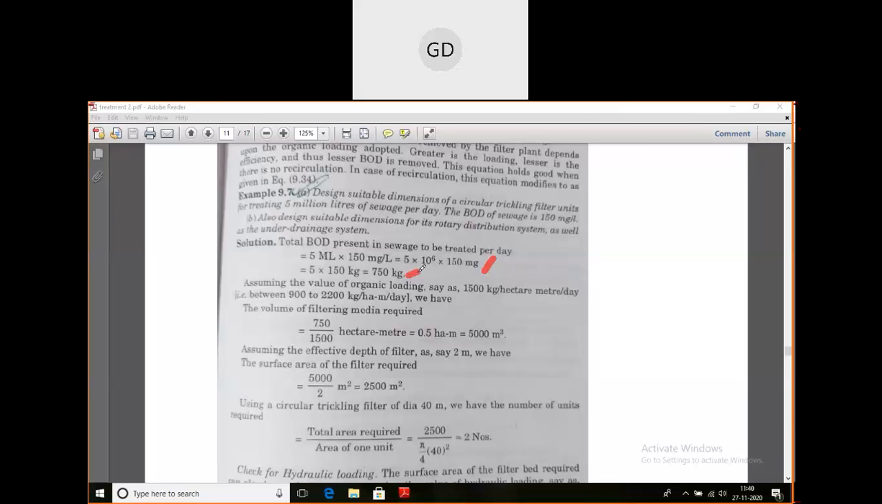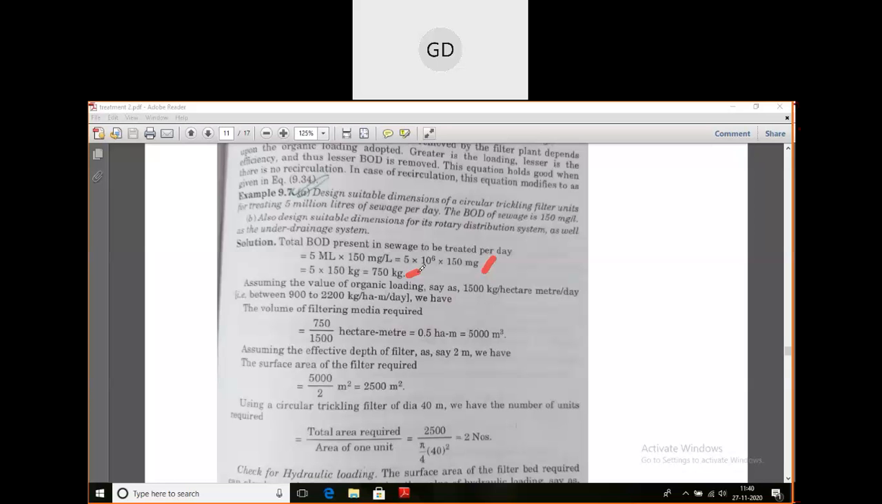Now you have to assume the organic loading. As we have studied, it is between 900 to 2200 kg per hectare meter per day. In this numerical they are assuming 1500, but it depends completely upon you whether you use 1500 or 1600 or 1700. The numerical will not go wrong if you use 1600 or 1700 also. So they are using 1500 kg per hectare meter per day.